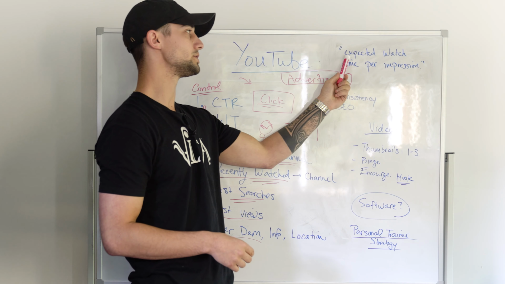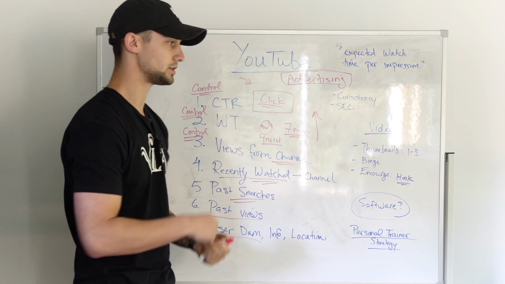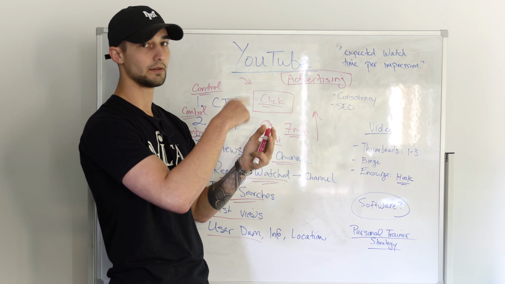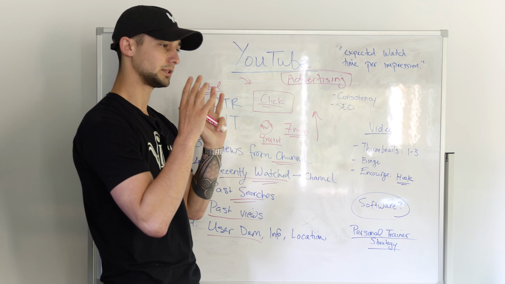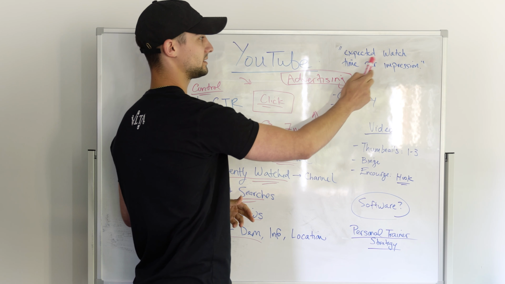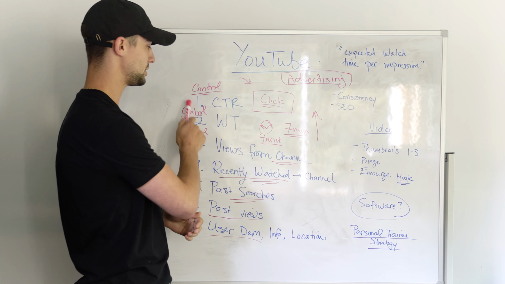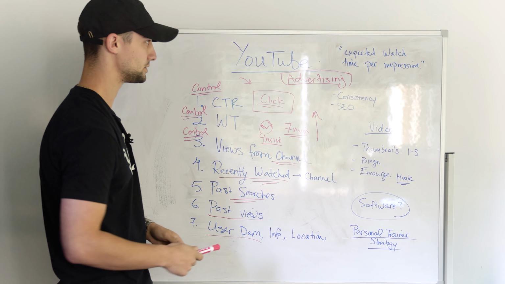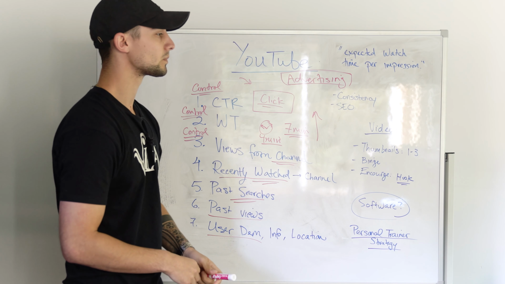So the real equation is expected watch time per impression. As soon as a video appears on whoever's screen is on YouTube, YouTube wants to put the best video that's going to have the highest expected watch time per impression. And if you can do a good job with your channel on steps 1 through 7, your channel is going to blow up.